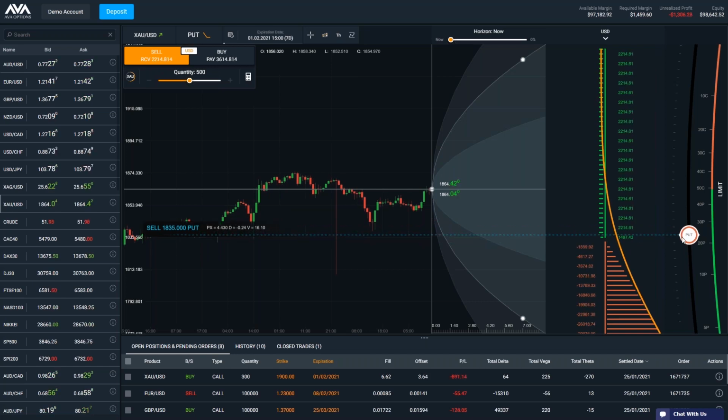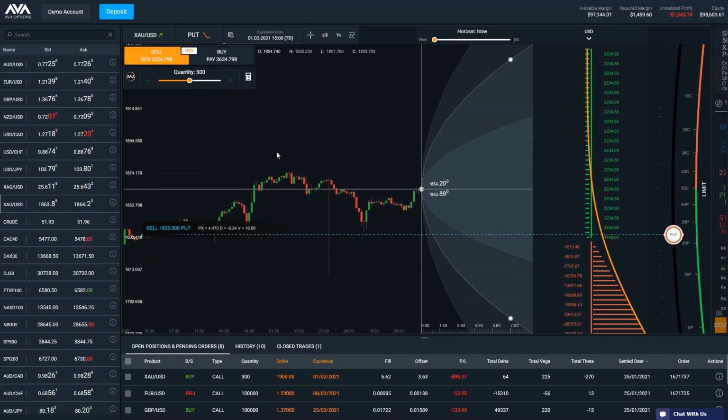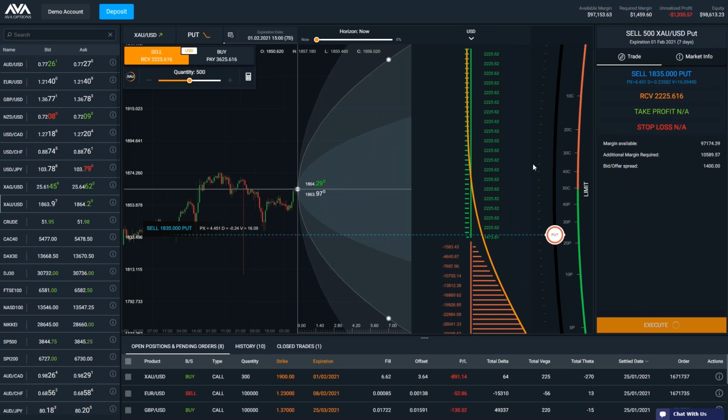And so I'm going to choose this strike. I'll earn $2,200 at 1835. At 1830, I'll earn only 1,600. So let's choose an 1835 put, also for the same expiration date of a week. I'll earn $2,000. Sell it, execute.